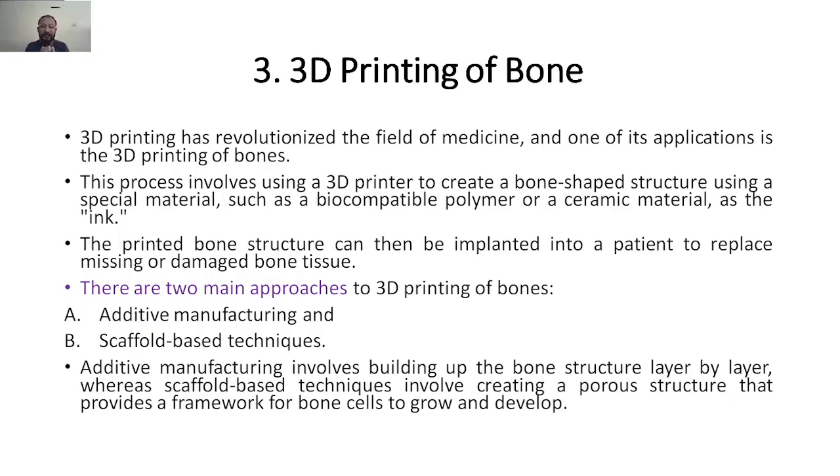Now in the second approach, what happens? We are going to create a porous structure. Why do we need this porous structure? It will provide a framework for the bone cells to grow and develop, so that these capillaries, or you can say the pores, will give all the necessary nutrients and proteins, so that the bones will start growing.